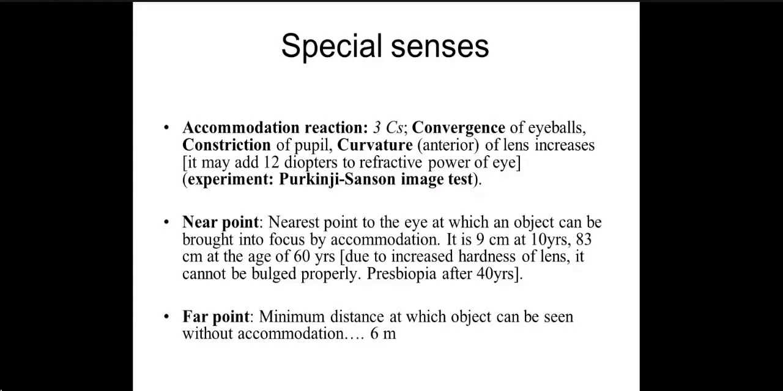What is the near point then? The nearest point to the eye at which the object can be focused. Now the far point is the minimum distance at which the object can be seen without accommodation. That means 6 meters, and that is why the rays coming into the eye from 6 meters distance are parallel rays. That is why Snellen's chart is kept at least at 6 meters distance. Am I clear now? May I proceed?